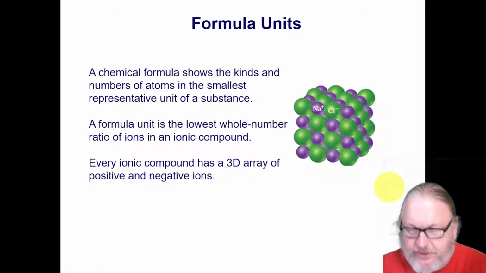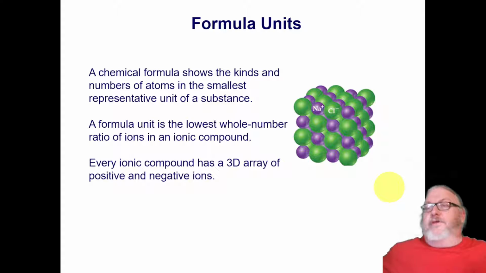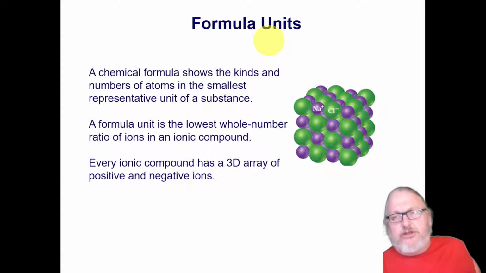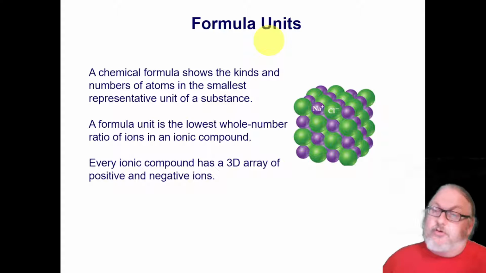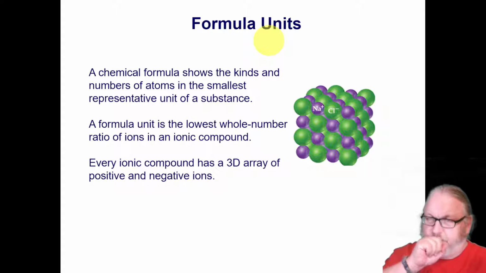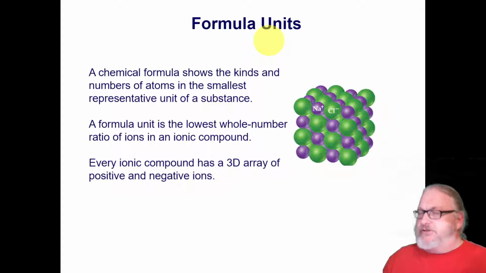All right. Now, new definition for you. Formula unit. A formula unit, all right, tells us what the lowest whole number ratio is of cations and anions in an ionic compound. You're not going to find a sodium ion and a chloride ion just there together. They're not. There's clusters of those in a known geometry, okay? And what a chemical formula does is it shows us the kinds and numbers of atoms, and a formula unit is the smallest representative unit of that substance.